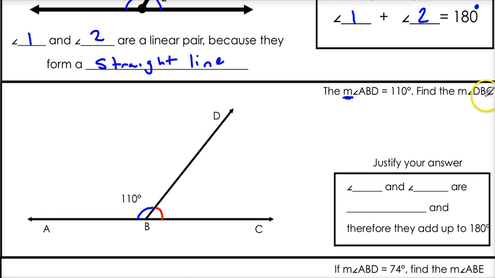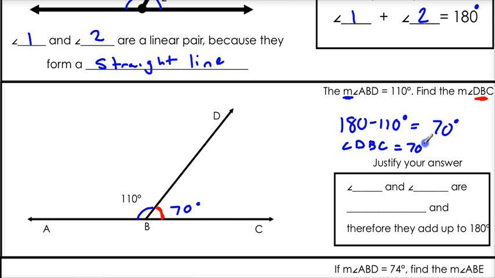Now I want to remind you guys of something. The vertex is always in the middle. So for DBC, the vertex is right here. This is the angle we're looking for. Well, to find DBC, we know that this is a linear pair because it's a straight line, and we just do 180 minus 110, and that gives us 70 degrees. That would tell us what our missing angle is. So angle DBC is going to be equal to 70 degrees. And if you add these two up, you get 180.